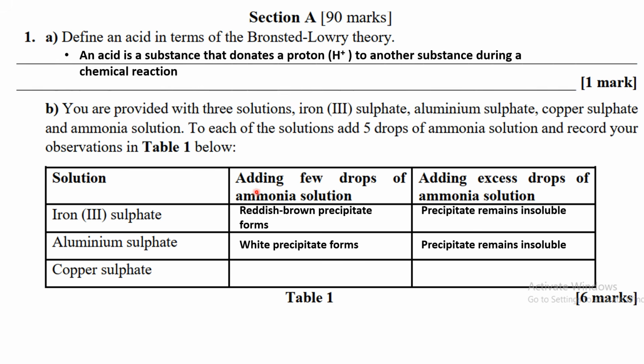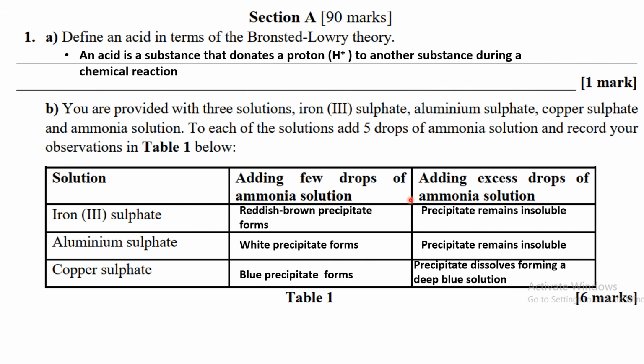What will happen if you add a few drops of ammonia to copper sulfate? You are going to form a precipitate which is blue in color, but if you add extra ammonia to it, the solution will turn very deep blue. So the precipitate dissolves, forming a deep blue solution.